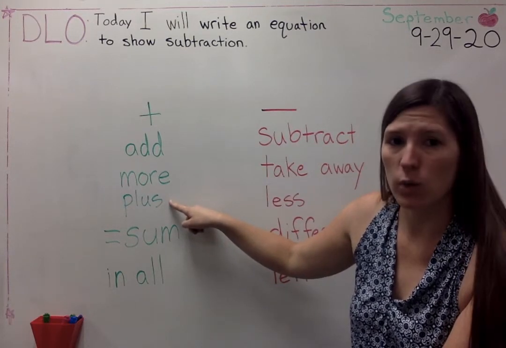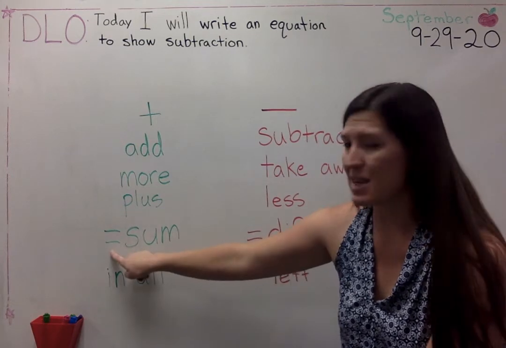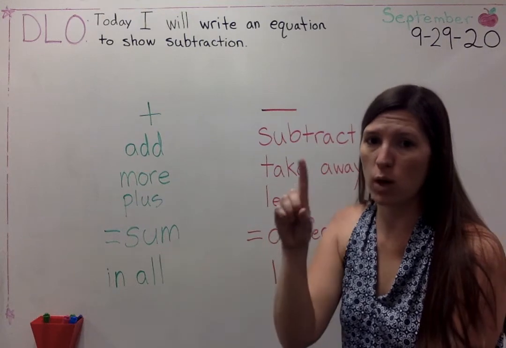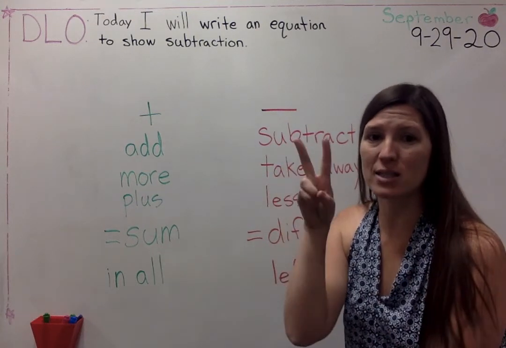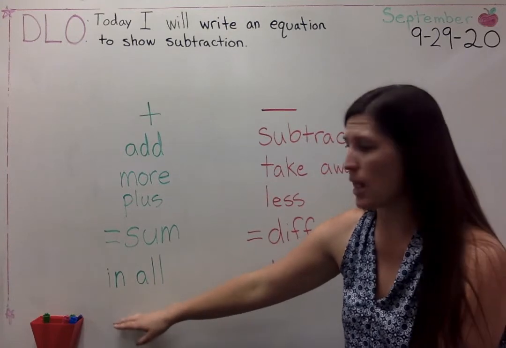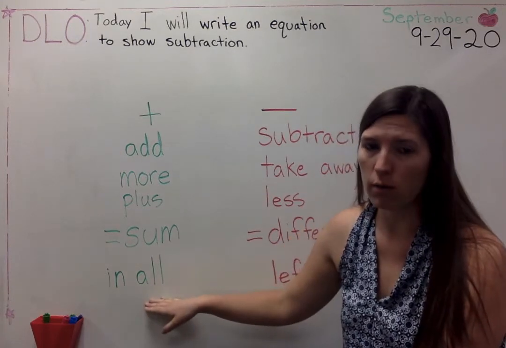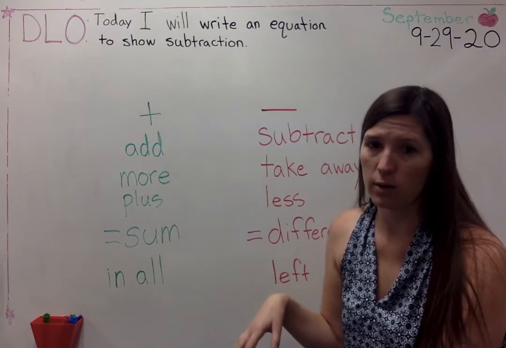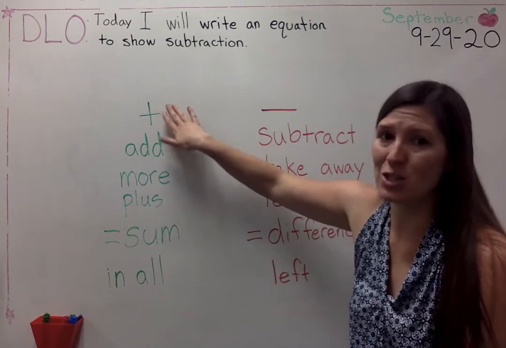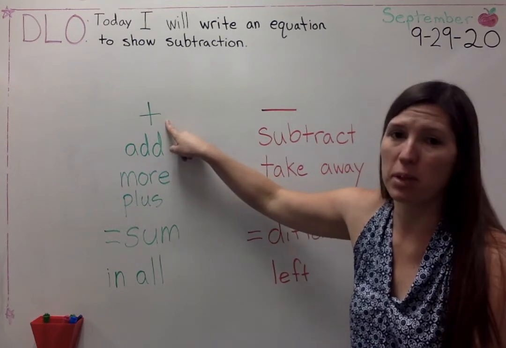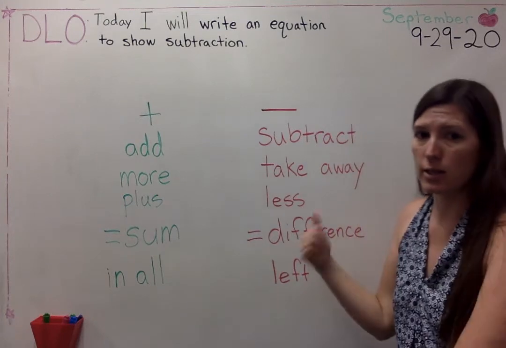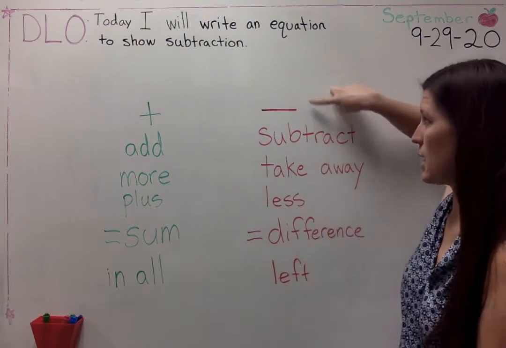When we want to know the total, say equals sum. So if I have 1 plus 1, my sum is 2. In a lot of your story problems, it'll say how many in all or all together. That is usually words that you'll hear when we have addition problems. So say plus. Say getting more. Good.